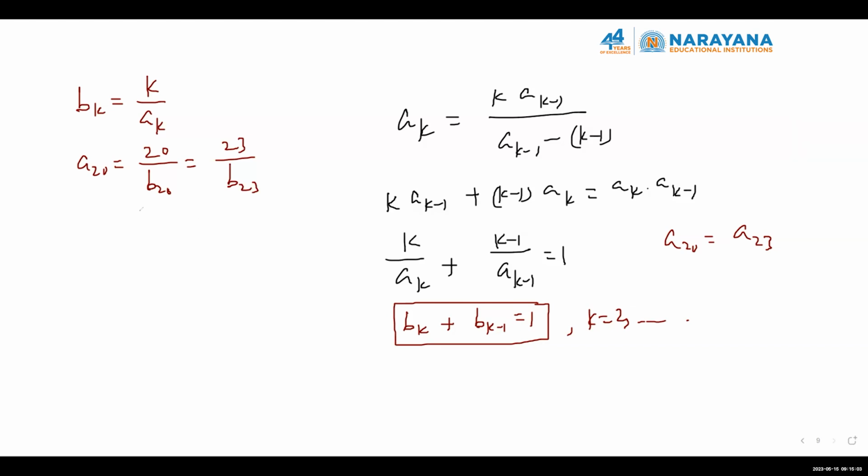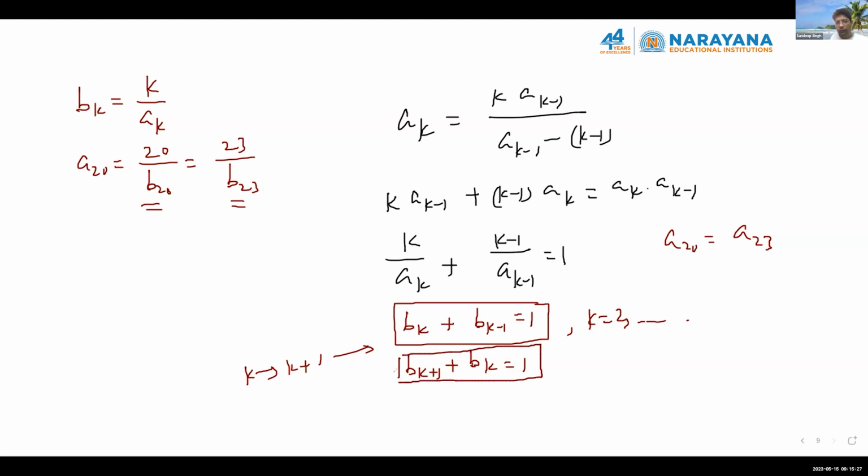Yes, sir. Okay. Now for B20 and B23, you can observe this recursive relation. After every step of 2, the value will be the same. Why? Because if I replace k by k plus 1 in this, it becomes b of k plus 1 plus b of k equal to 1, because it is a constant. So if you take the difference, what are you getting? B of k plus 1 equal to b of k minus 1 for each defined k.